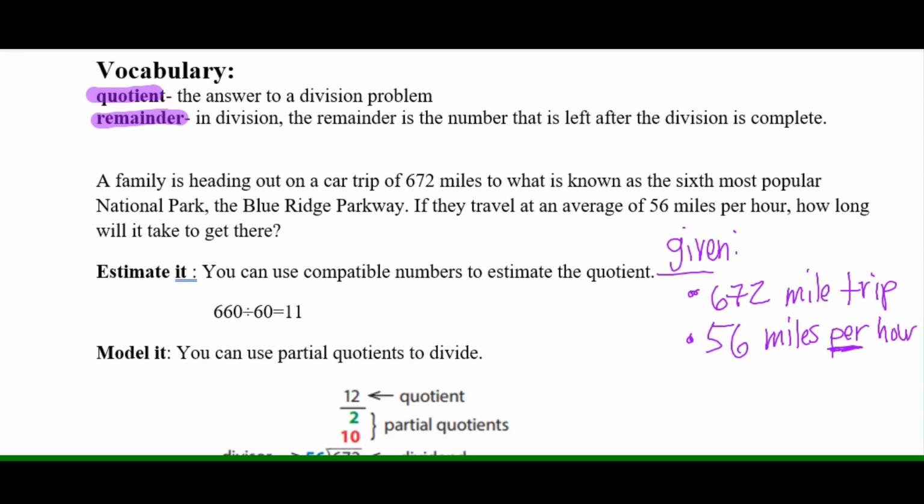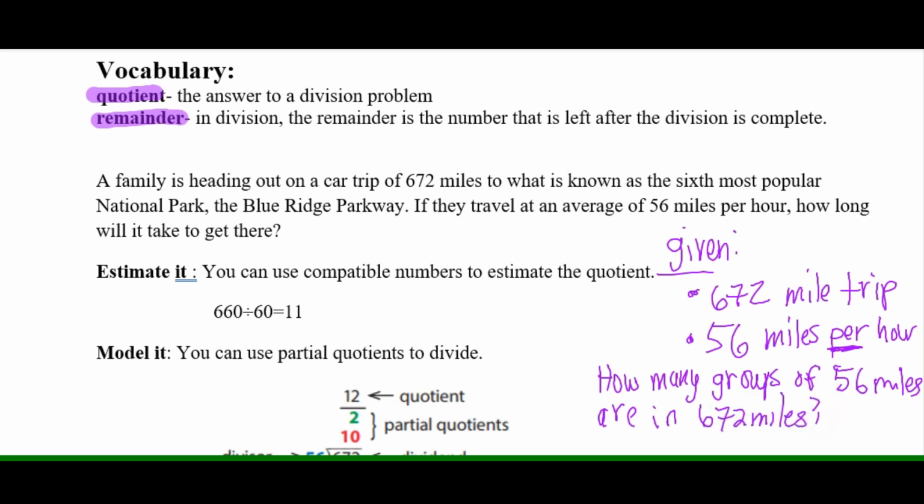And then we want to figure out how many groups of what are in what. How many groups of 56 miles are in 672 miles? That's the question that we want to answer. The number of groups is the total number of hours. So let's squeeze that here. I'm going to put it right here. The total number of groups you can make is going to be hours.